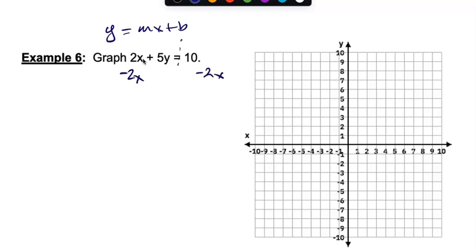Okay, here's my equal sign. These cancel out. I get 5y. I cannot do anything to 10 and 2x. They're not the same, right? One's an x, one's not. So we're going to keep them separate. I'm going to put the 2x in front. So negative 2x plus 10.